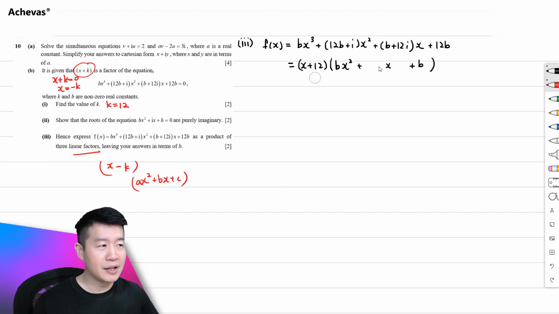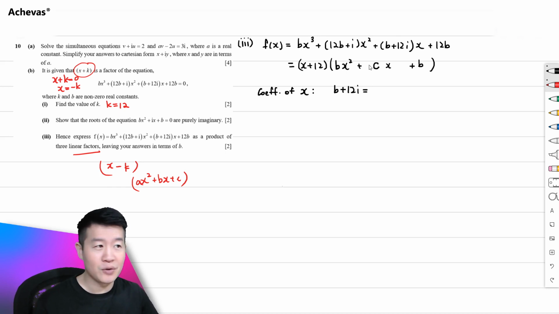So now my next objective is to find the coefficient. I'm going to call it c, okay? So to find c, we can try to use a comparison. For example, if I were to compare both this and this by comparing the coefficient of x. On the left hand side, what is the coefficient of x? It is b plus 12i.